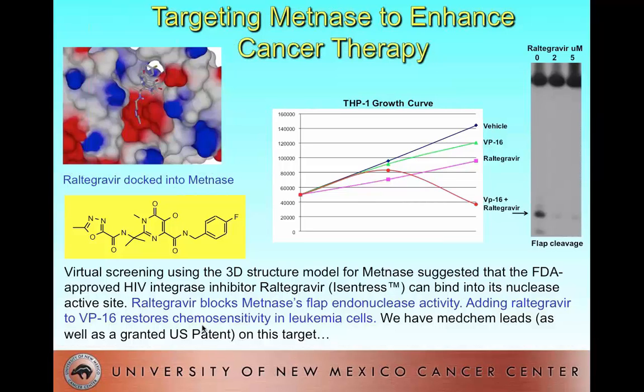etoposide resistant cell line. But when you combine it with raltegravir, it actually allows etoposide to do the DNA damage. So the way metnase works is it's a DNA repair enzyme. As you try to damage DNA with etoposide, metnase will work to fix it. If you inhibit DNA repair, then you can enable DNA damage, and then you slow the growth.